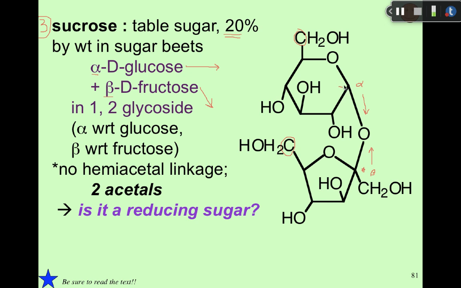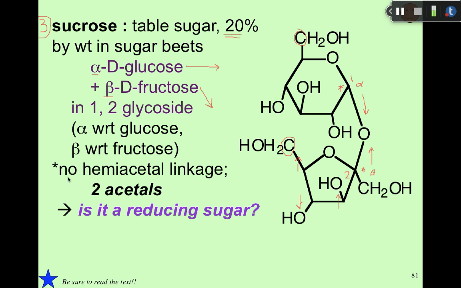So those are two anomeric carbons connected together, so it's a 1 and 2 carbon linkage. That's carbon 1 from glucose, carbon 2 of fructose. Fructose, again, looks a lot like glucose because it has an up, down, up pattern to the OH groups on the ring if you start from carbon 6.